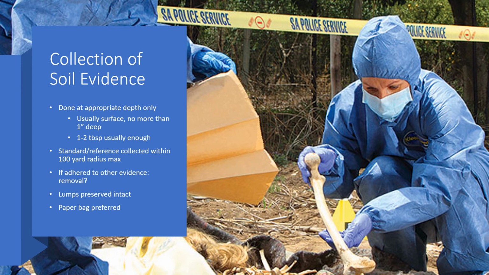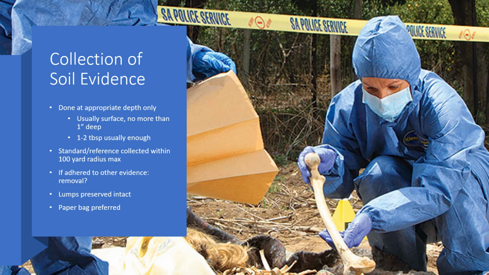You're going to also need to get a standard reference sample as always, and that should be collected within a 100 yards radius at absolute most. The closer without disrupting any of your evidence, the better. If it's adhered to other evidence, you do not remove it. Just like other kinds of cross-transfer of evidence, you're going to package up that larger piece of evidence with its soil contamination all as one thing, and then document on the paperwork and on the container that it has soil adhered to it for analysis.